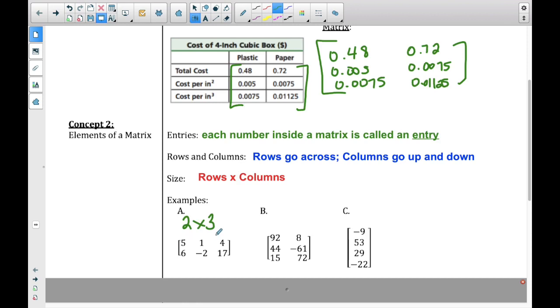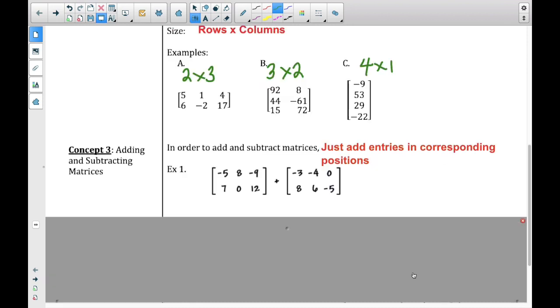because there are 2 rows and 3 columns. Take a break here and fill in what would be the size of example B and what would be the size of example C. Okay, hopefully you were able to figure out that example B is a 3 by 2 and example C is a 4 by 1. It is rows by columns, rows by columns.